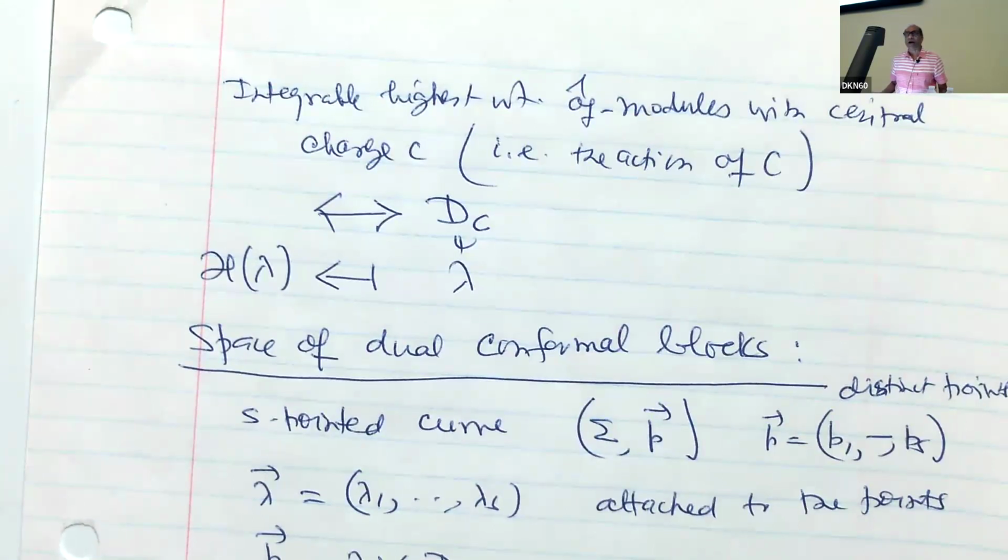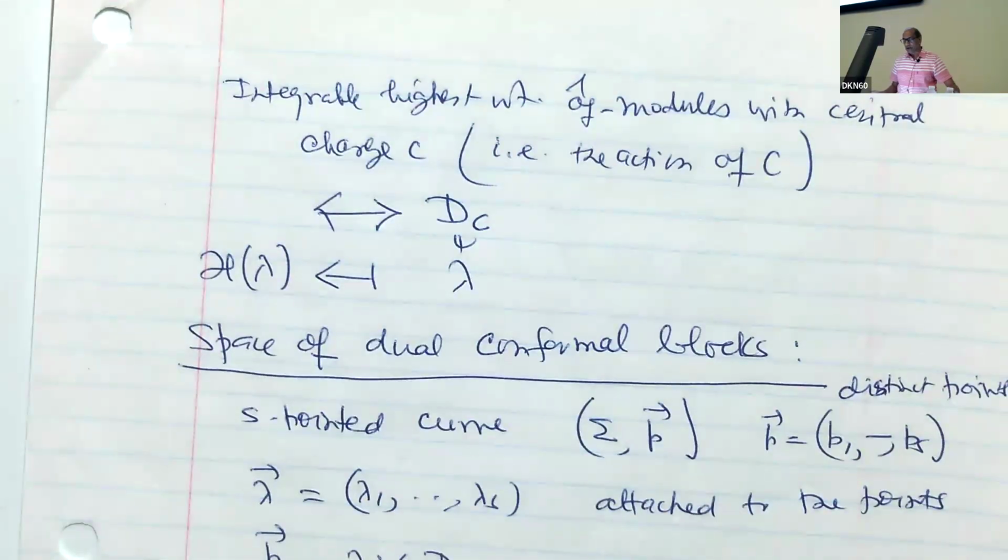Now, the integrable highest weight G hat modules with central charge C. Central charge means the action of this central element capital C, which was in the definition of the affine Lie algebra. So the action of capital C in this module is called the central charge of that representation.